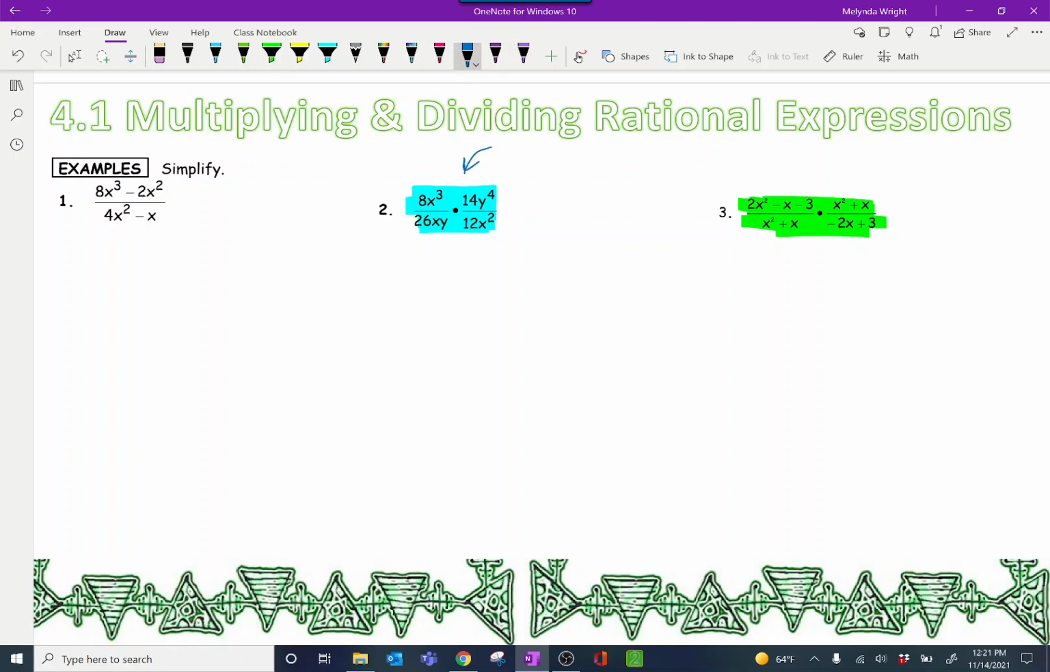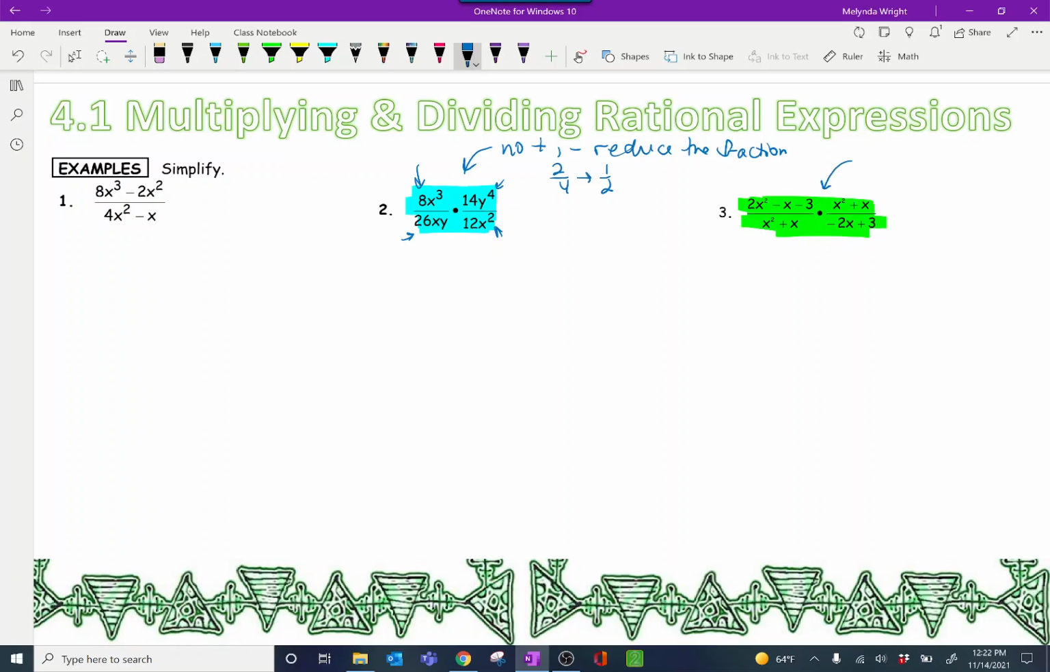So this kind has no pluses and minuses in there. The way that we simplify that type is just reduce, just like reducing a fraction. An example of that would be like 2/4. We reduce 2/4. We know 2 goes into each of those. That would be 1/2. So if there's no adding and subtracting inside of any of the numerators or denominators, we're just going to simply reduce.